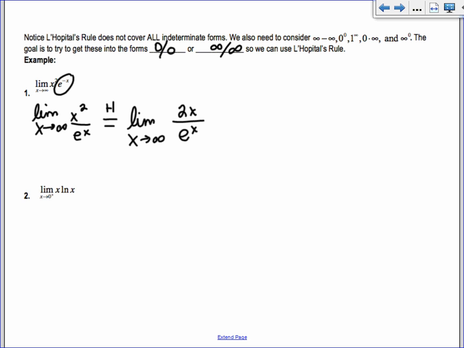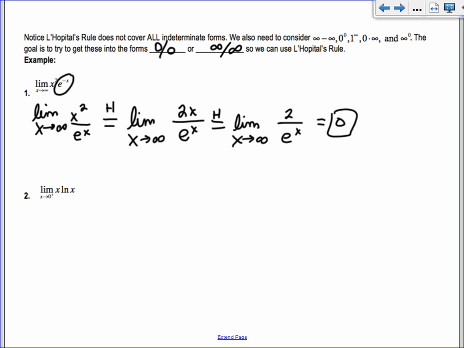So I get infinity over infinity again. Dang it. Gotta go one more time. Don't you hate that? But it's only one more time because now this becomes 2 on top. Okay. So my answer is 2 over infinity. What is that? 0. 0. Yep.